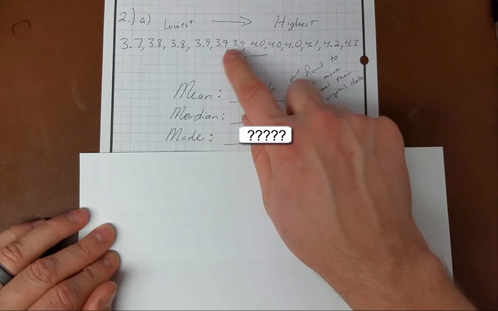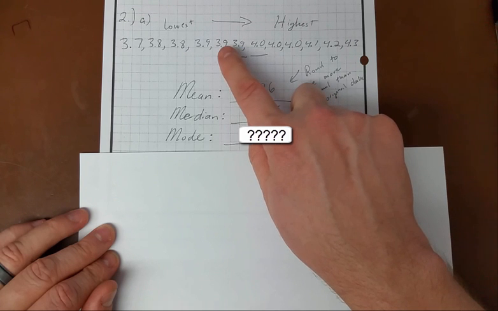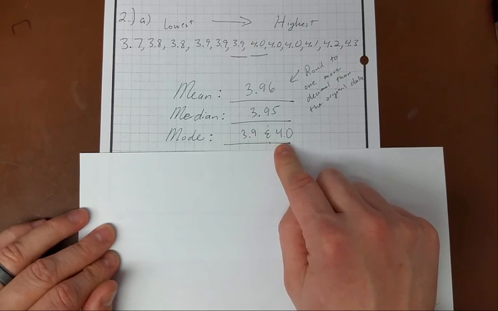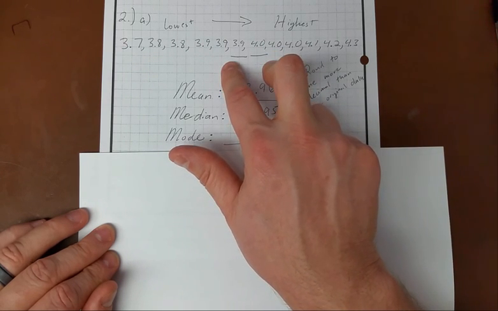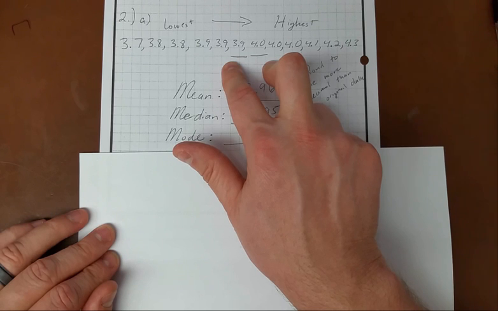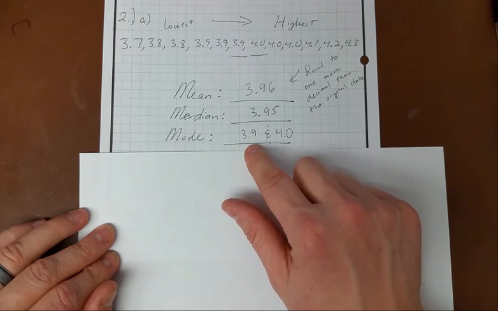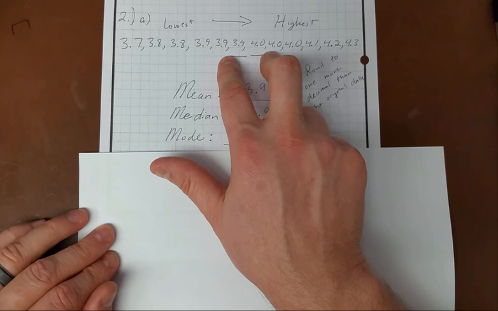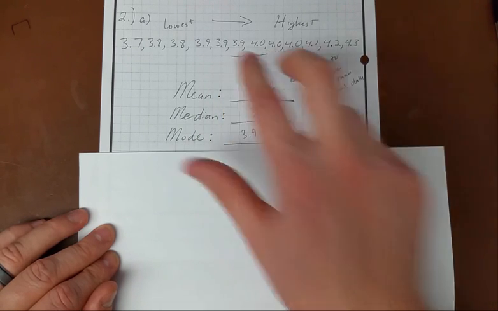So in this case, it's 3.9 and 4.0 that occur the most. All right, so my mode would be 3.9 and 4.0. It is what we call bimodal because 3.9 and 4.0 occur the same amount of times in our data set. Now, if I had one more 3.9 in here, it would just be 3.9, okay? But in this case, it's bimodal, okay? 3.9 and 4.0 both occur three times in our data set.